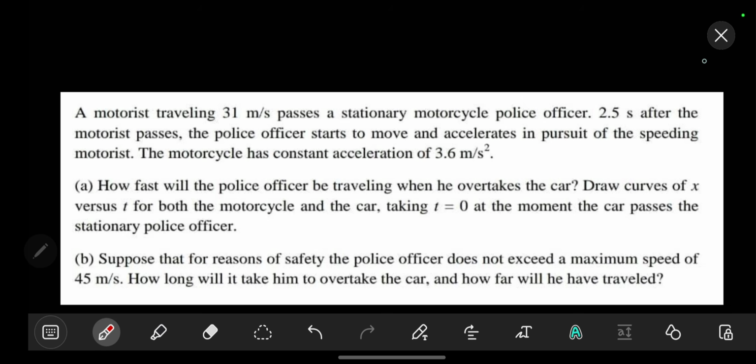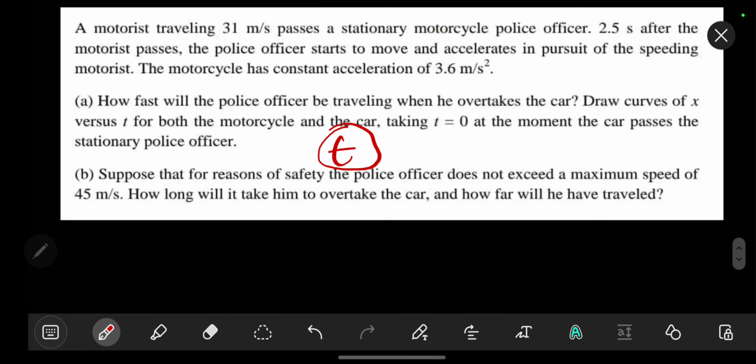Let's answer now. Firstly, we are looking at how fast the police officer is traveling when he overtakes the car. But for us to answer this, we need to know how much time it will take for the police officer to overtake the car. We know that when the police officer overtakes the motorist, they have to be at the same position, meaning the displacement has to be the same at that instant.